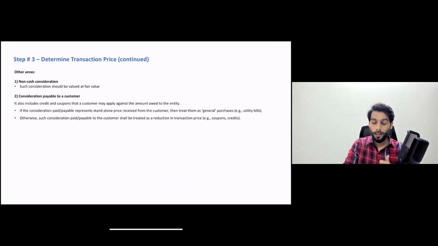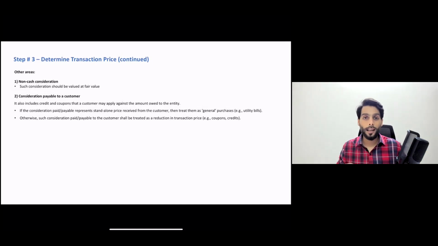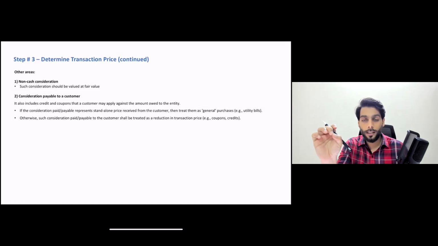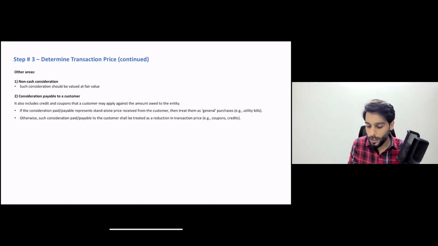All right. So my friends, one area that we are going to discuss: what if there is a contract between two parties and your customer offers you non-cash consideration? For example, your customer says that I will buy your equipment in exchange for giving you a building.